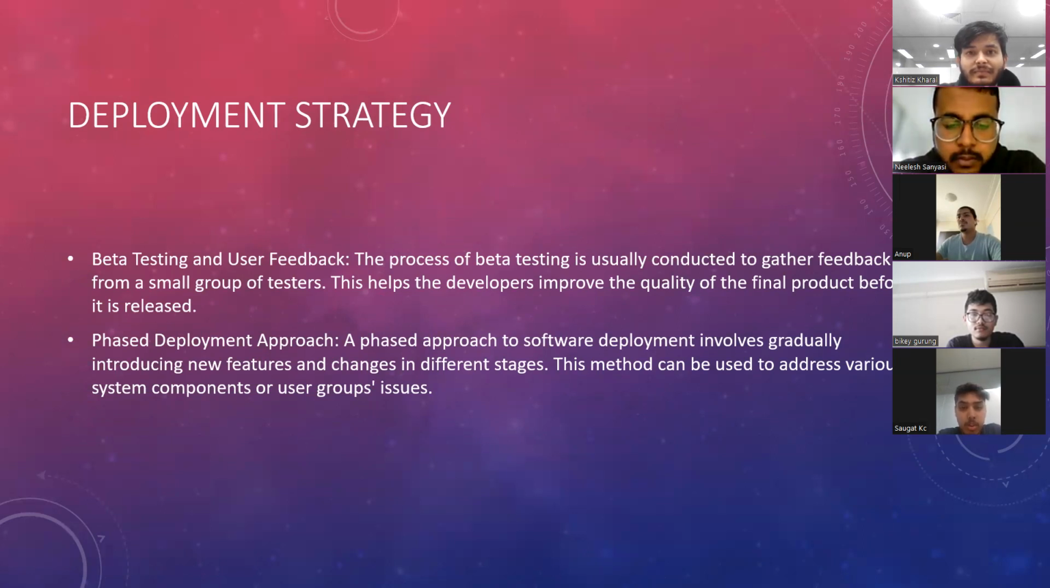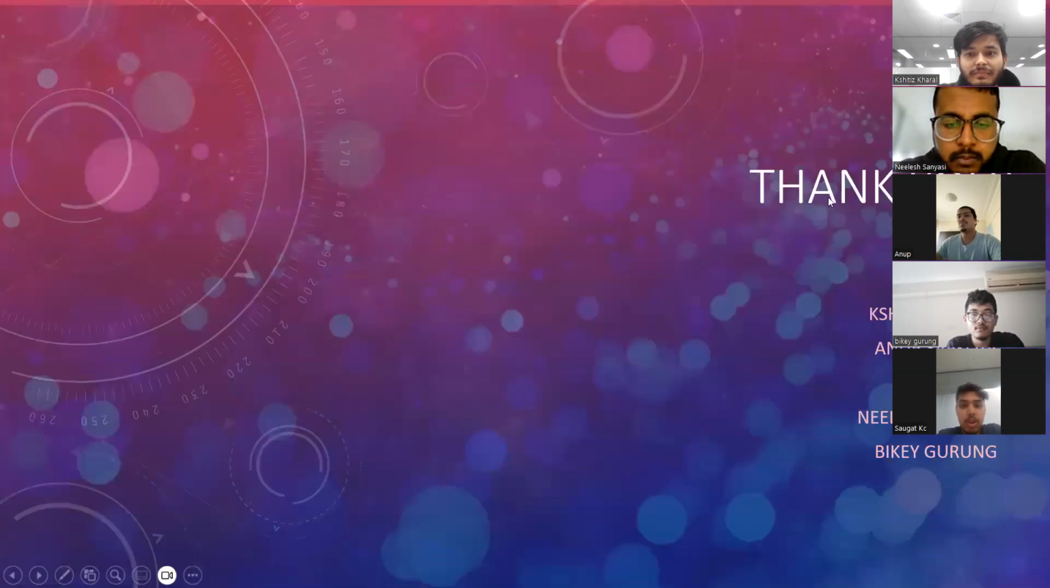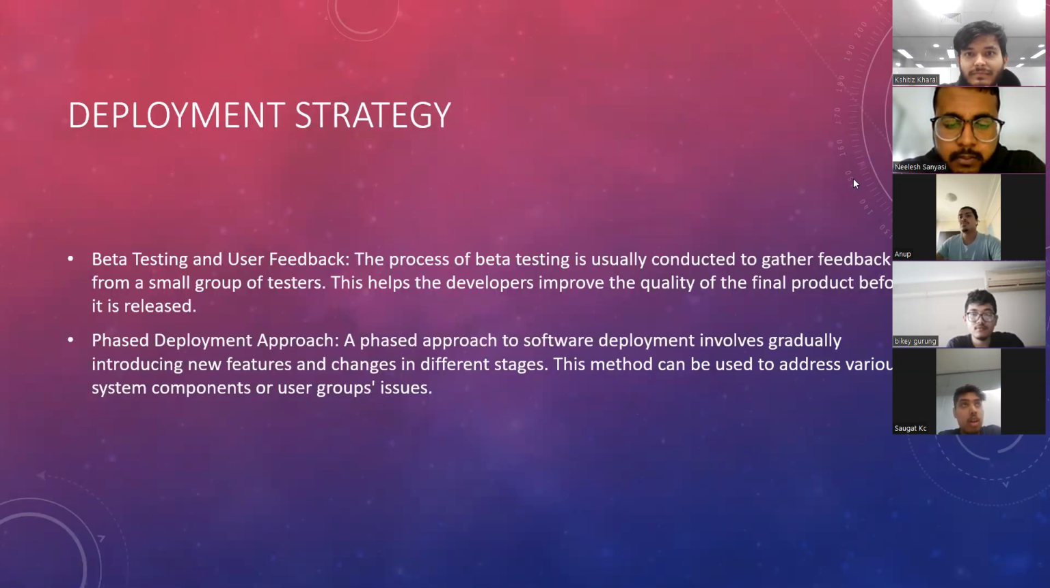Beta testing is a process usually conducted to gather feedback and know whether our website is running or not. We introduce a small group of testers. That helps the developers improve the quality of the final product before it is released. The phased deployment approach includes gradually introducing new features and changes in different stages. These methods can be used to address various system components or user group issues.